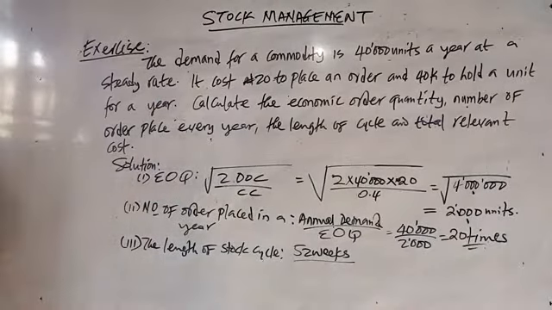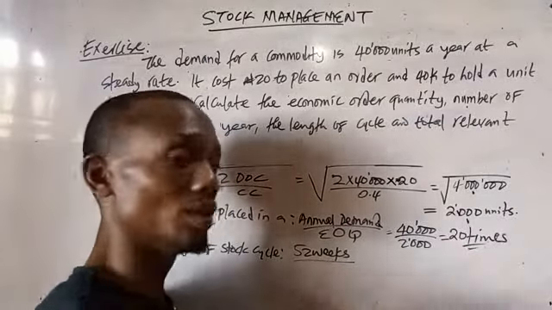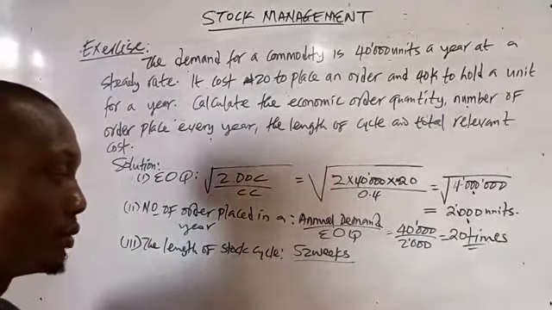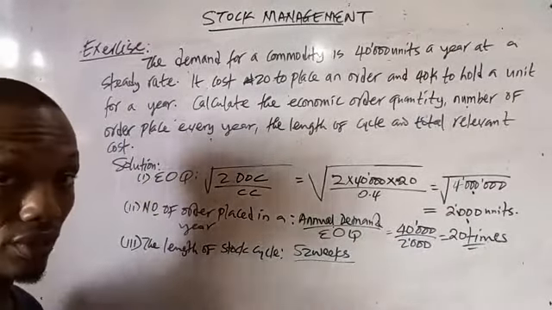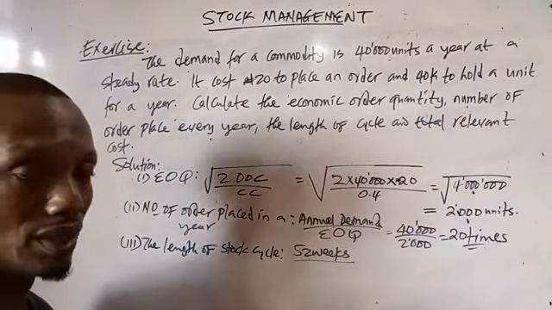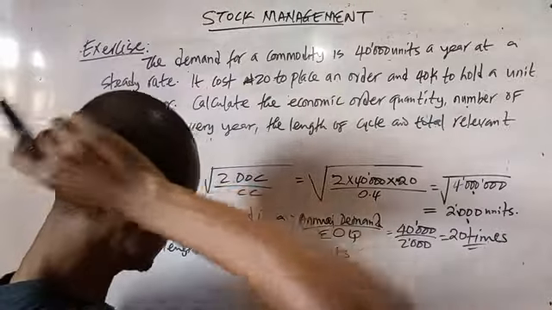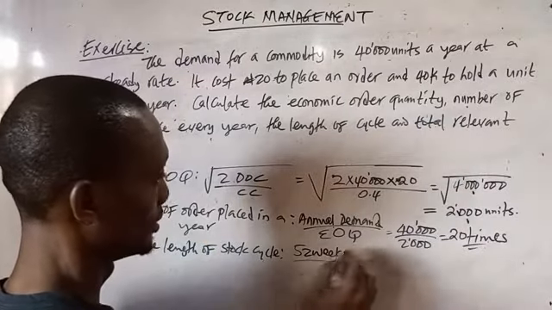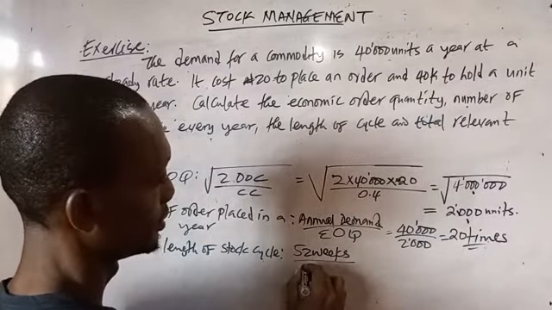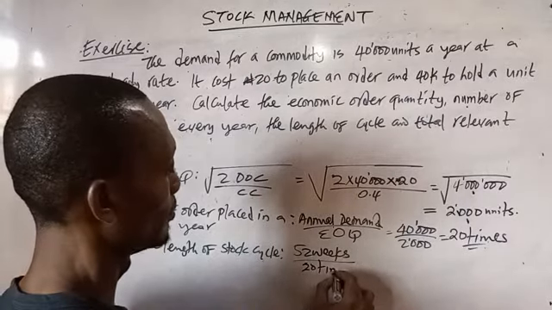So as given in the question, determine as what? As given in that question. Me, I'm assuming we are having 52 weeks in a year. But if given otherwise in the question, you just have to follow how the question stipulates. So 52 weeks divided by our number of orders, so 20 times.